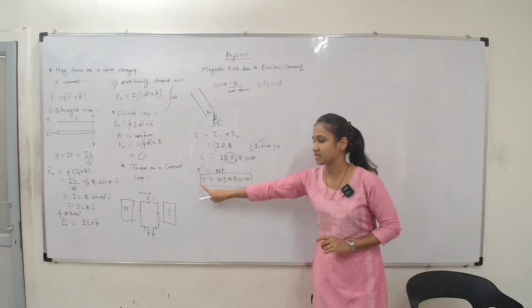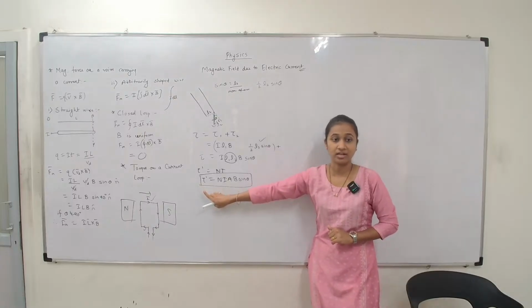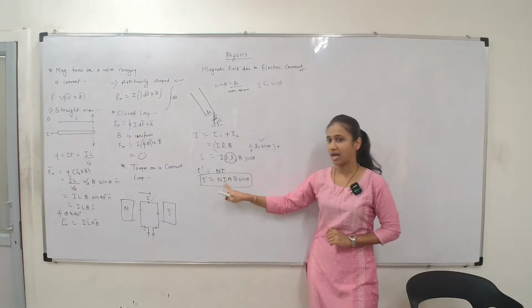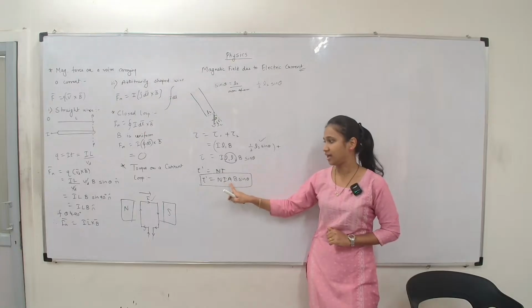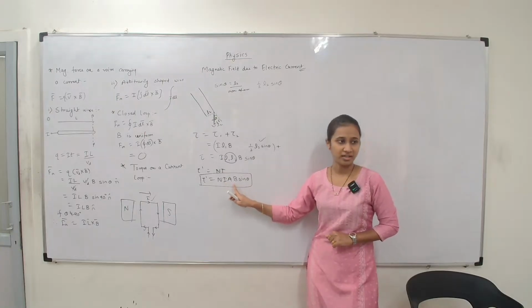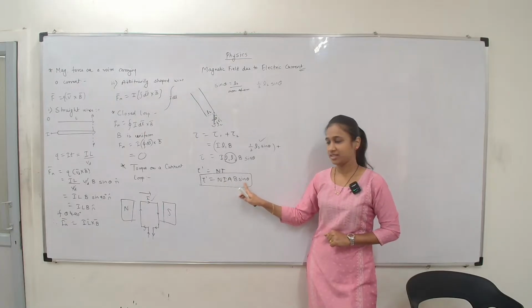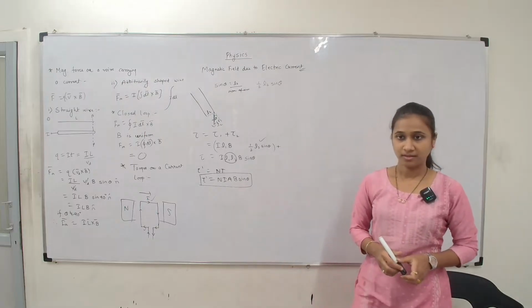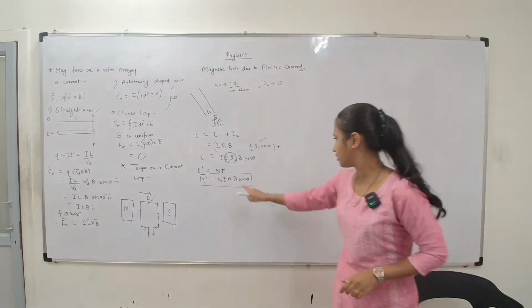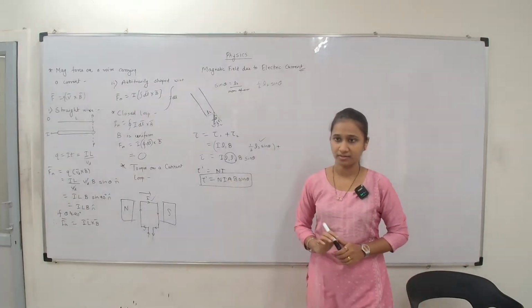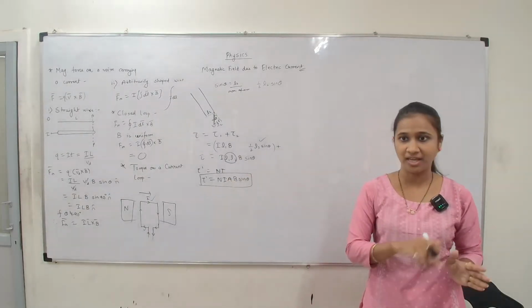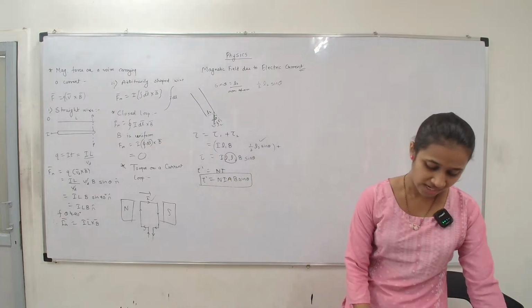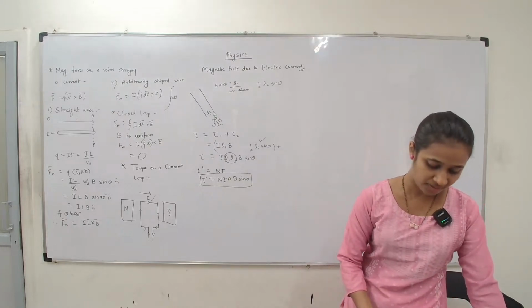I'm repeating, this is the torque acting on a current loop for n number of turns, having current I flowing through it, and its area is A, placed in magnetic field B, having angle theta between the current and the magnetic field. Take the area each time differently. So tau dash is equal to NIAB sin theta.